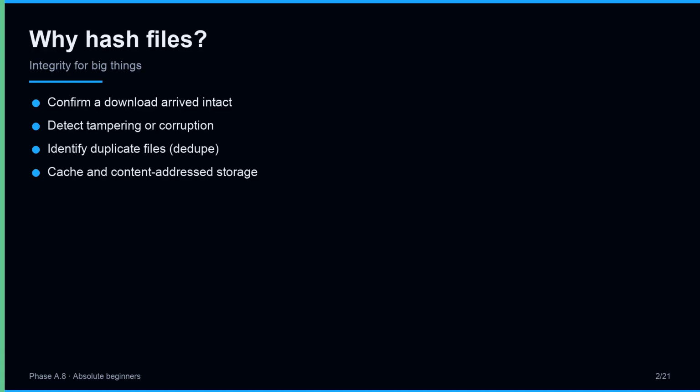Hashes also identify duplicates. Two files with the same hash are the same file, which is how cloud storage deduplicates backups. And content addressed systems like Git and IPFS use the hash itself as the file's name. Why hash files at all?